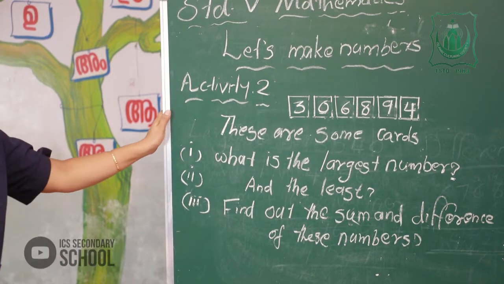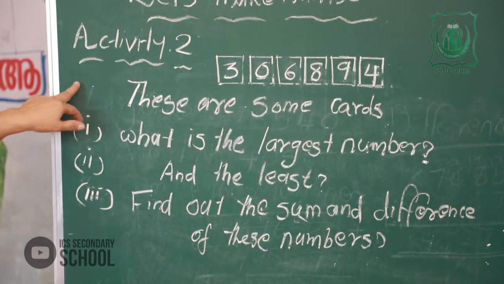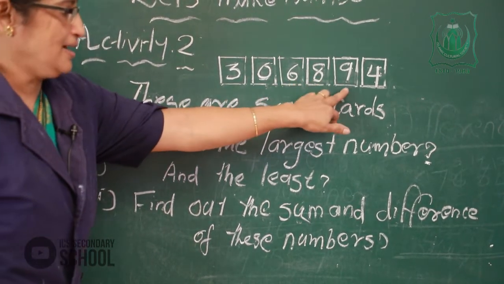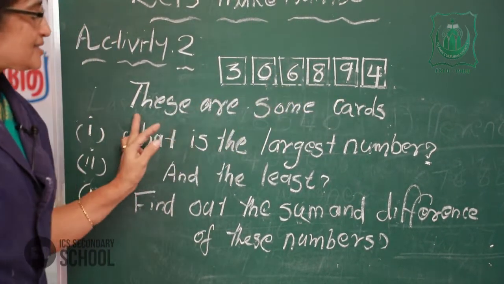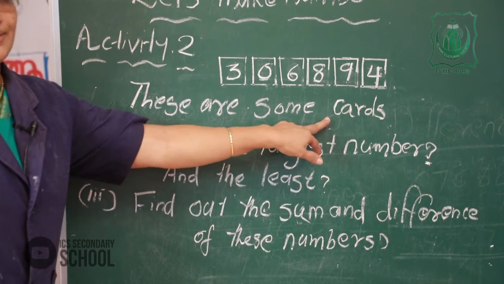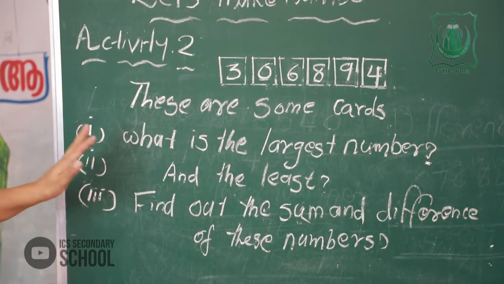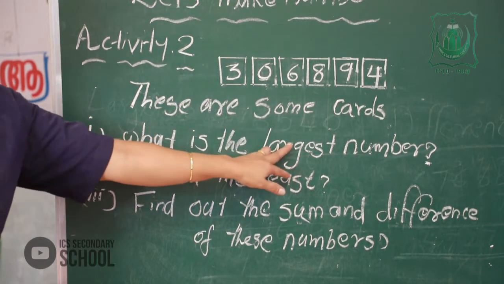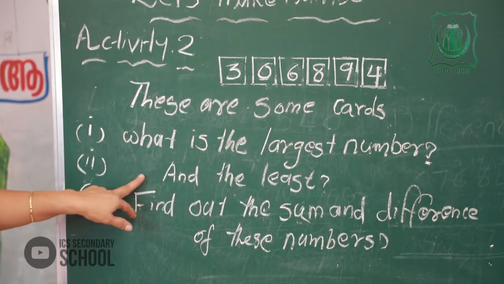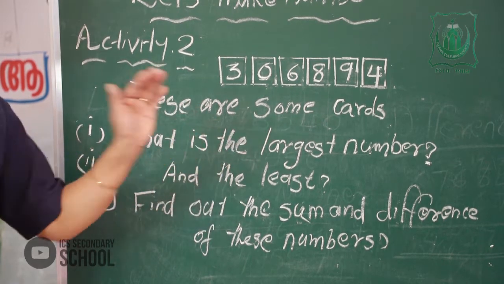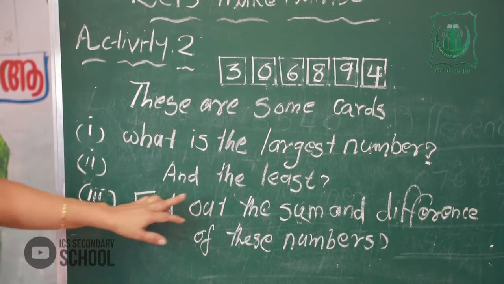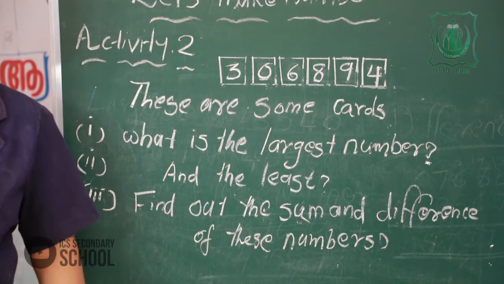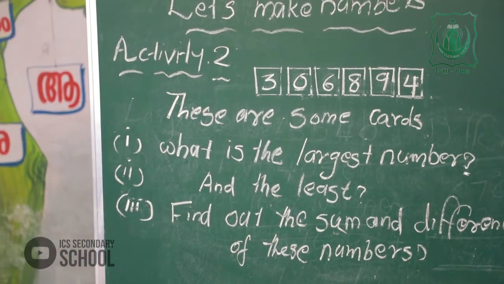Okay. The second activity: 3, 0, 6, 8, 9, 4. These are some cards. Question, what is the largest number? Make the largest number, and we make the least. The least means the smallest number. Find out the sum and difference of these numbers. Write down. Do the activities.